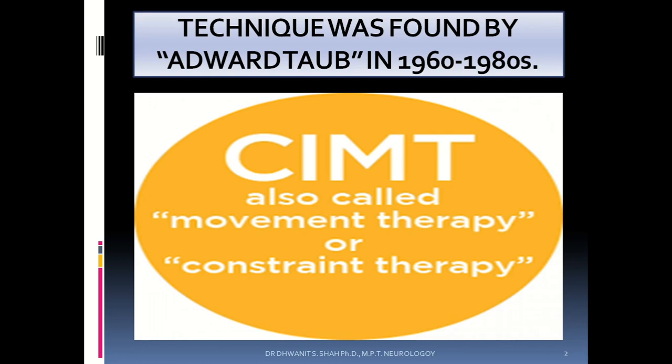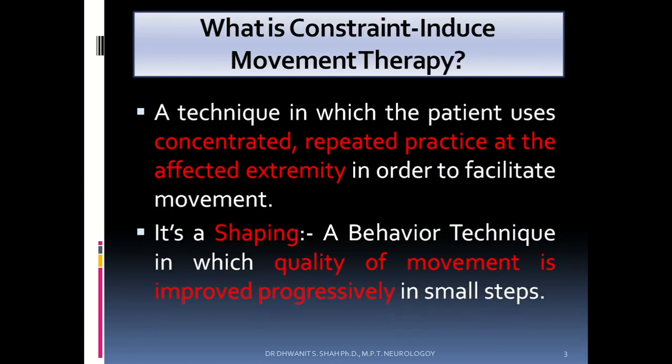CIMT is called movement therapy also. It is called constraint therapy too. So what is constraint induced movement therapy? It is a technique in which the patient uses concentrated, repeated practice of the affected extremity in order to facilitate the movement. So it's a shaping behavior. Okay, it is a shaping technique, a behavior technique in which the quality of the movement is improved progressively in small steps. It does not progress so rapidly. It is the steps of the treatment protocol. It improves slowly and reorganizes the brain too.